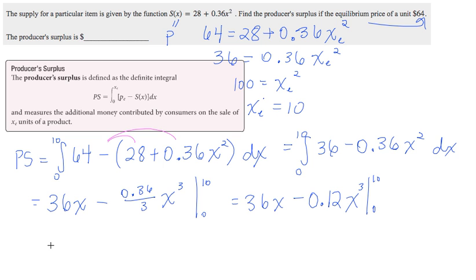So plugging in 10, we have 36 times 10 minus 0.12 times 10 cubed minus what we get when we plug in 0, which is just going to be 0. So you can approximate that out to the nearest penny.